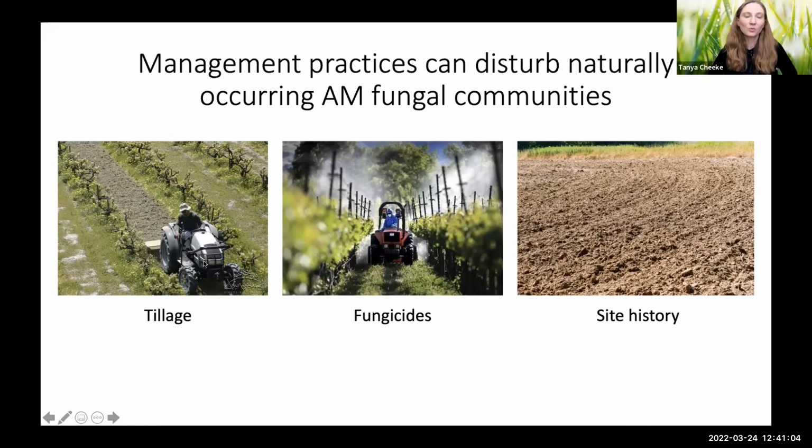So tillage is one of the ways that the mycorrhizal fungi can be negatively impacted, in part because of those thin hyphal threads that they have in the soil. Those can get chopped up through tilling. Fungicides can also have a negative impact on mycorrhizal fungi because they're antifungals. And the site history can have an impact on the mycorrhizal communities: how often it's been tilled, what the previous crop was, and so on.